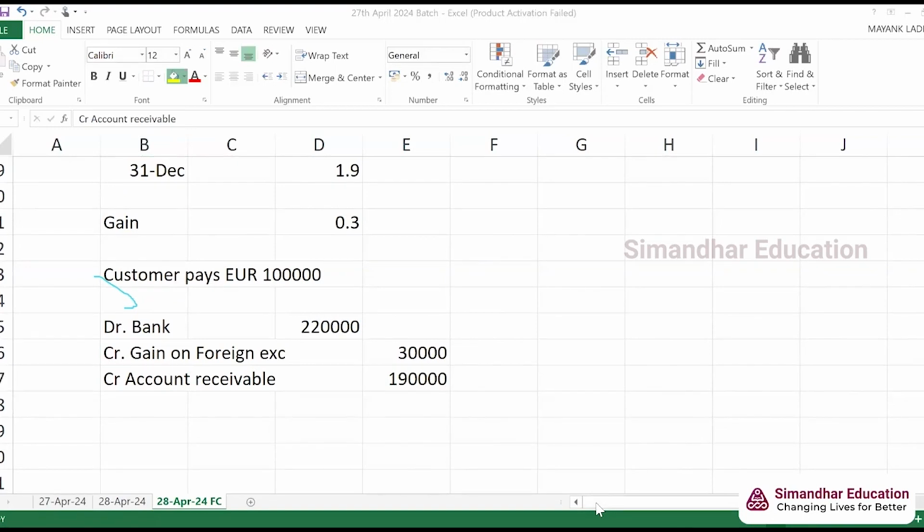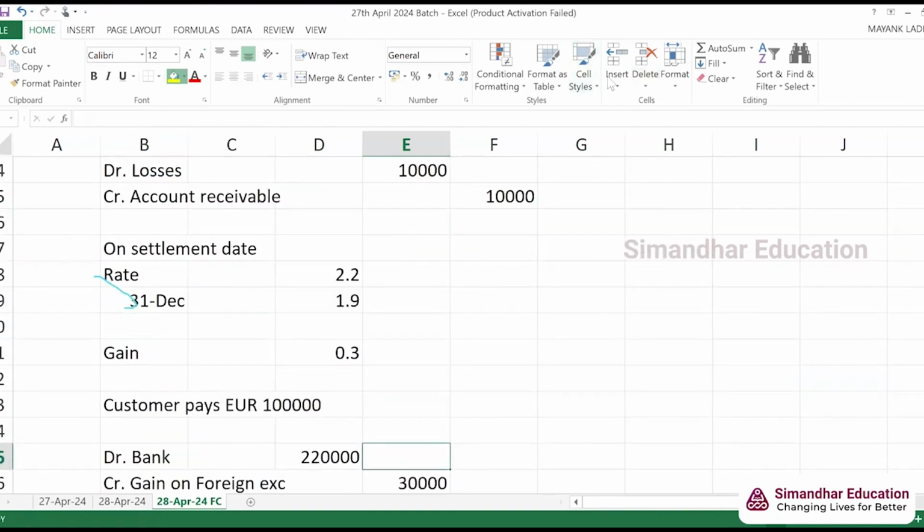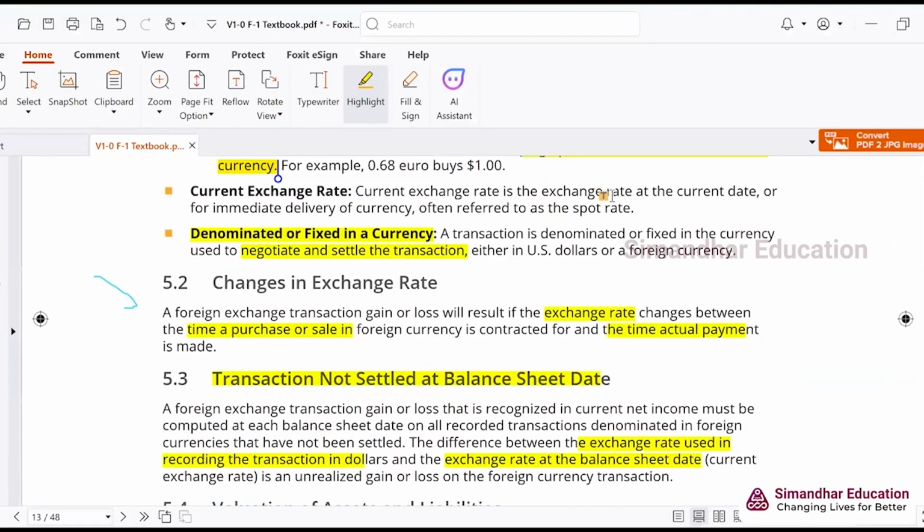Changes in foreign currency rates will not be debited to revenue. It will be shown as gains or losses under other expenses separately. Why gain of 0.3? Because we have recognized loss of 0.1 in the previous year. So in the previous year, we said on the balance sheet date, we will receive at 1.9. But now we have received at 2.2. So 0.3 is the gain. Yeah, it is unrealized as on 31st of December, but it is recognized in P&L. Yes, on 31st of December.